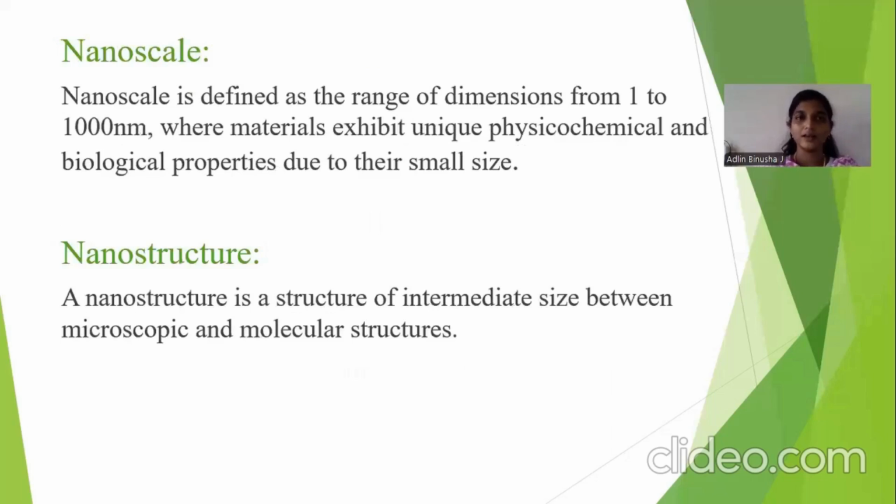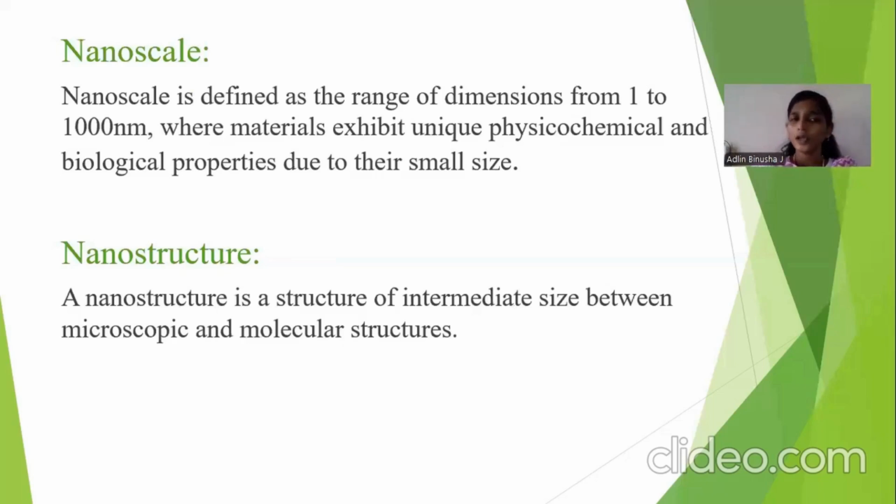What is nanoscale? Nanoscale is a range of dimensions from 1 to 1,000 nanometers where materials exhibit unique physico-chemical and biological properties due to their very small size. Nanoscale particles are very small. It is a dimension we can measure. The dimension ranges from where to where? 1 to 1,000 nanometers.